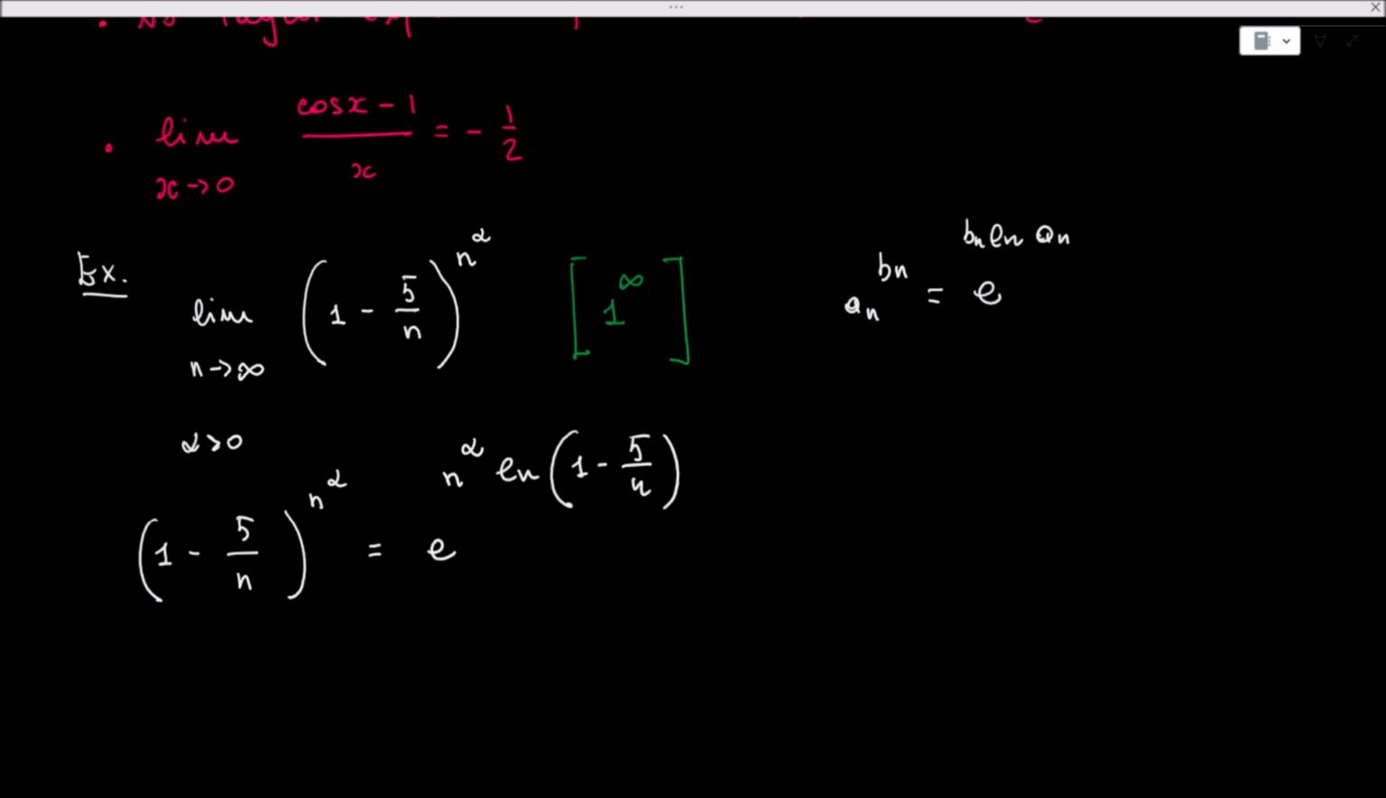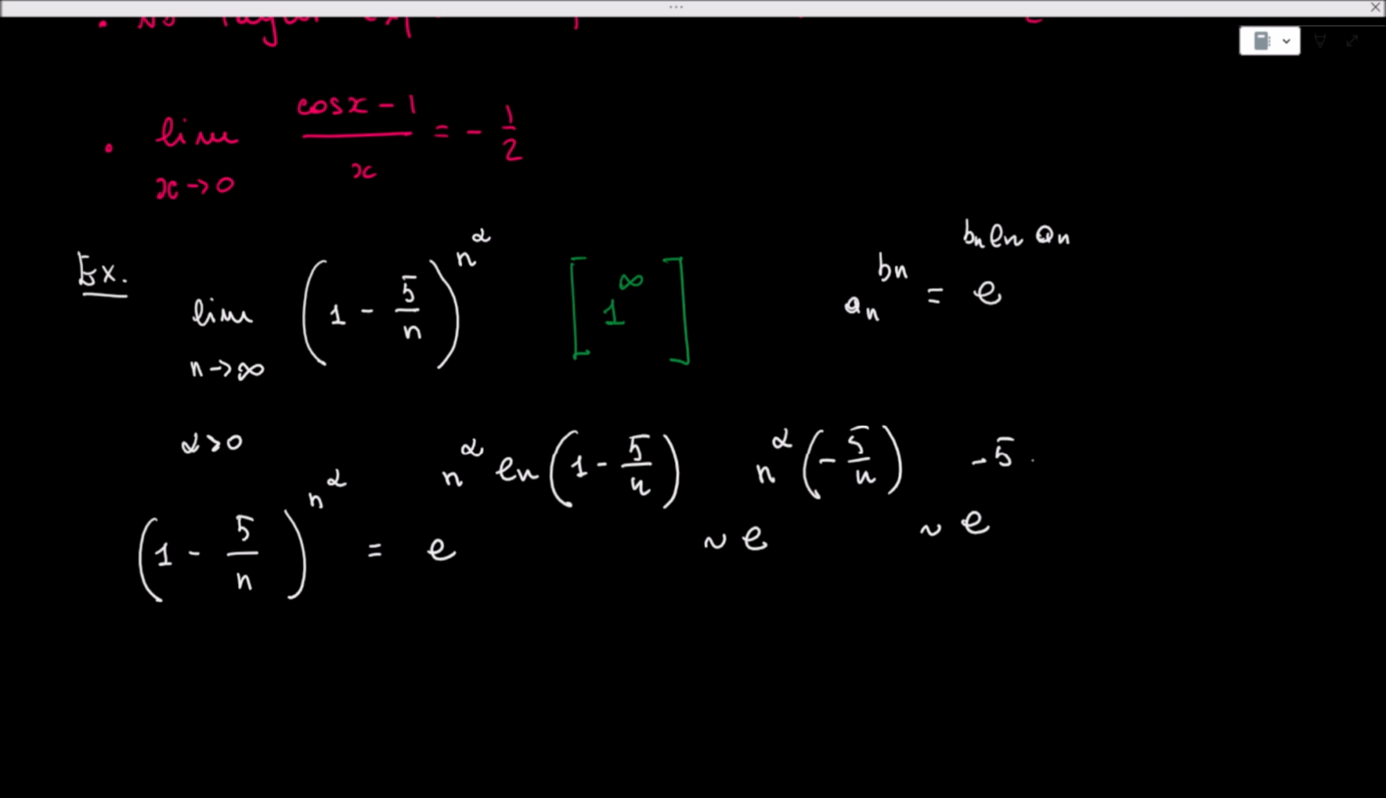And because for n that goes to infinity, 5 over n goes to 0, we can expand this into e raised to the n raised to the alpha, and instead of the logarithm of 1 minus 5 over n, we can just write minus 5 over n. This is just a very quick way of seeing what happens, and this is just like writing e to the minus 5 times n to the alpha minus 1. And this is what we need to establish the behavior of the sequence depending on the value of alpha.